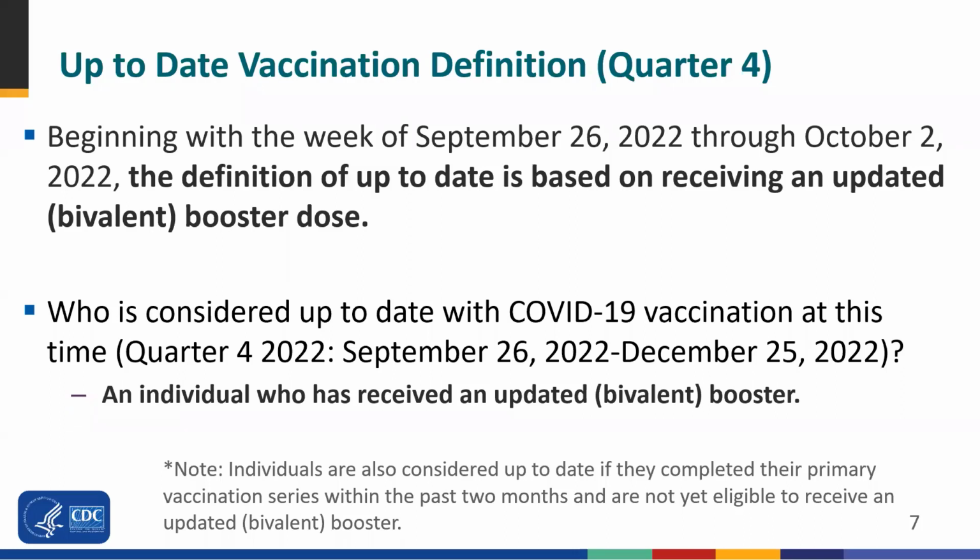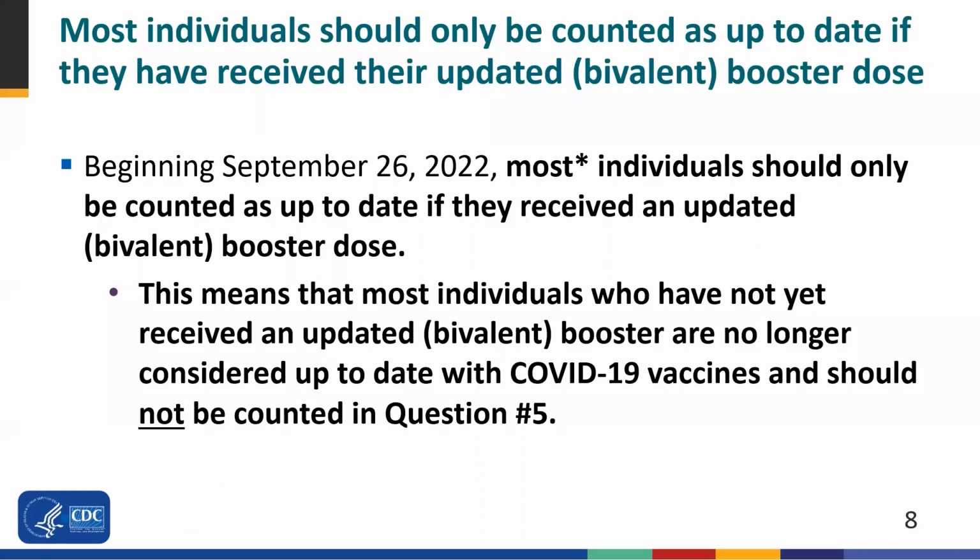So who's considered up-to-date with COVID-19 vaccination at this time, which is, again, quarter 4, 2022? The dates are September 26th through December 25th, 2022. The answer is an individual who has received an updated bivalent booster is considered up to date with COVID-19 vaccination at this time, which again, let me repeat, is quarter 4, September 26, 2022 through December 25th, 2022. Please note that most individuals should only be counted as up to date if they have received their updated bivalent booster dose.